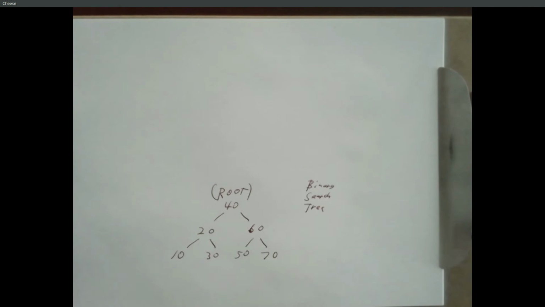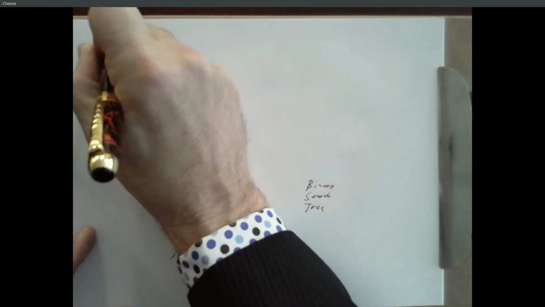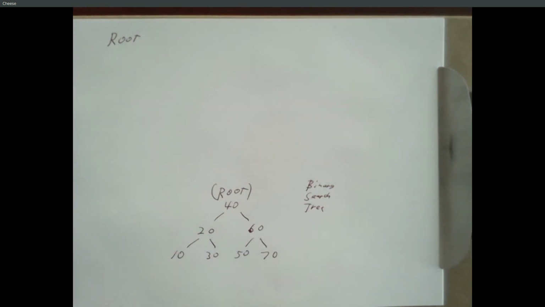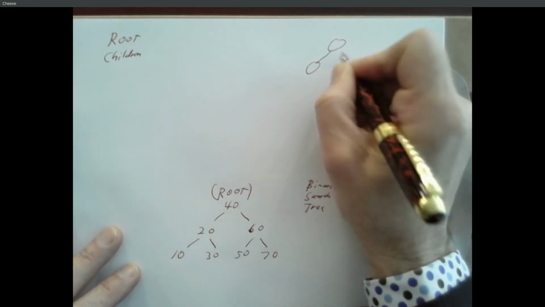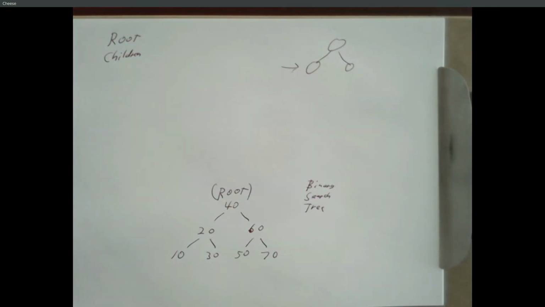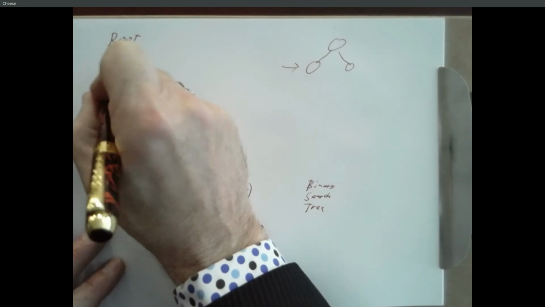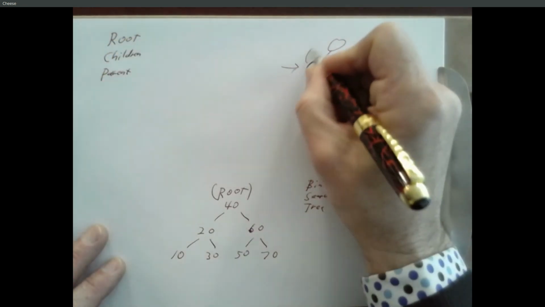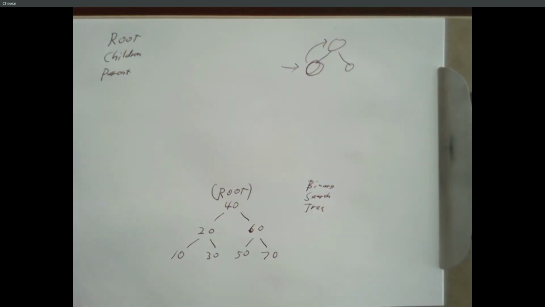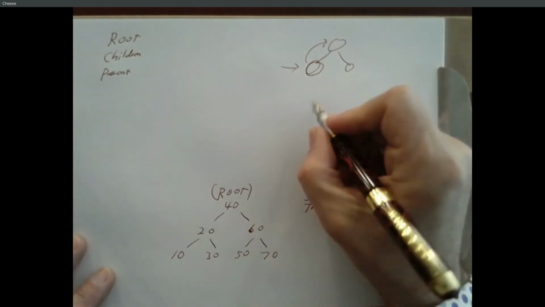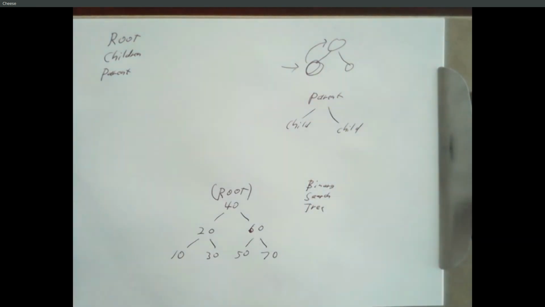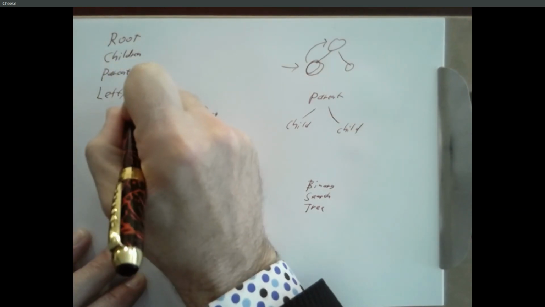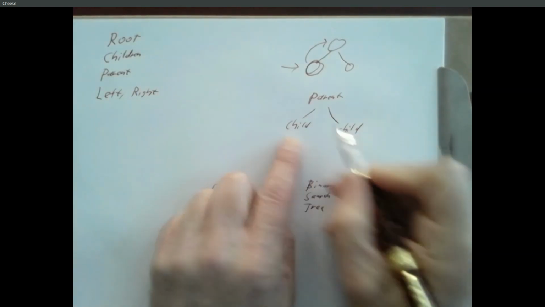All right, so some terminology that we'll start throwing around. There's the root, which is that topmost node. Okay, there's children. So if this is a root, these are the children. There's the notion of a parent. So if we look at this node, its parent is the node above it. So kind of like an ancestry tree. So here's a parent. Here's a child. We'll talk about left and right. So this is the left child of the parent. This is the right child of the parent.